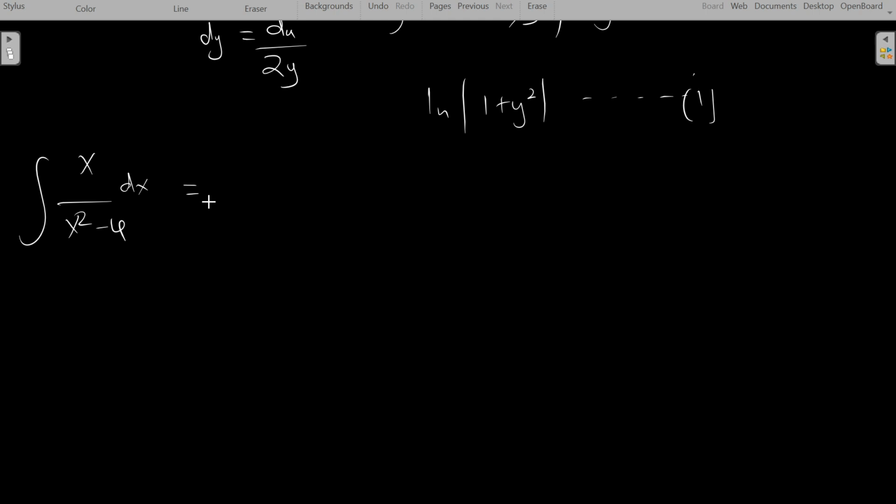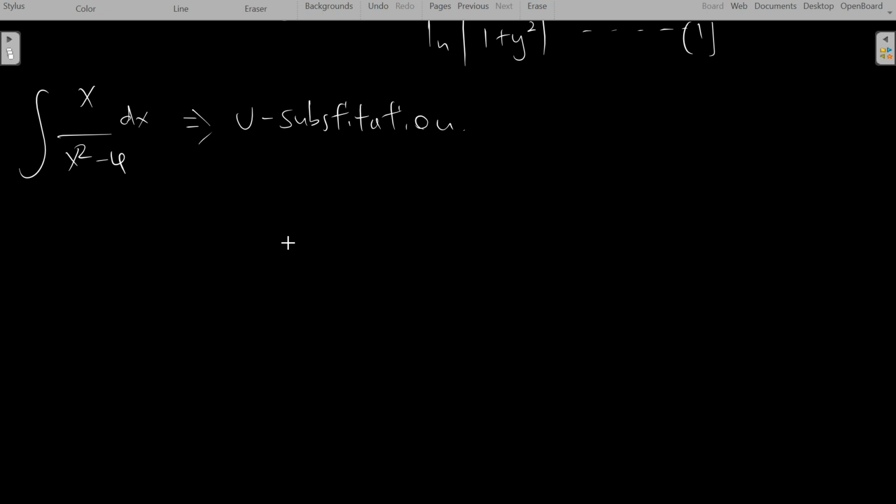For this case again, a similar method applies. This is u substitution, so go check my playlist on u substitution. I've clearly explained that. Let my u equal x squared minus 4. So my du will equal 2x dx. Now my dx alone should equal du upon 2x.